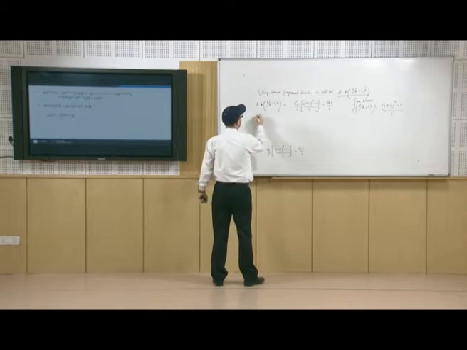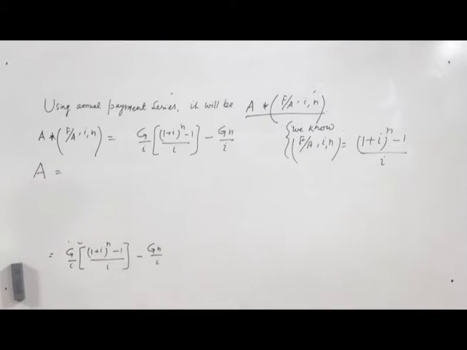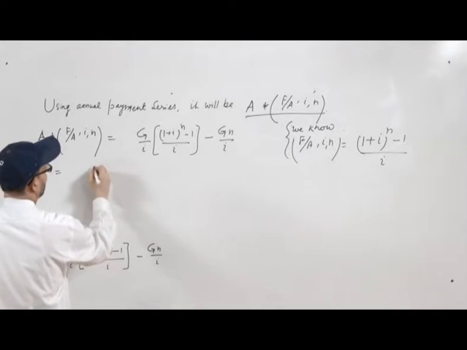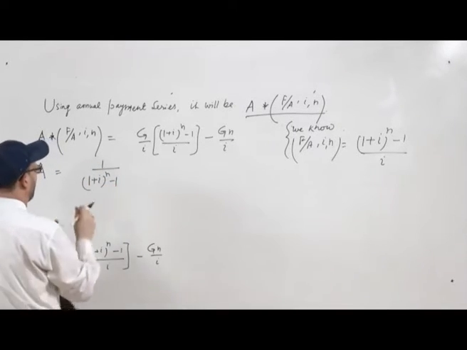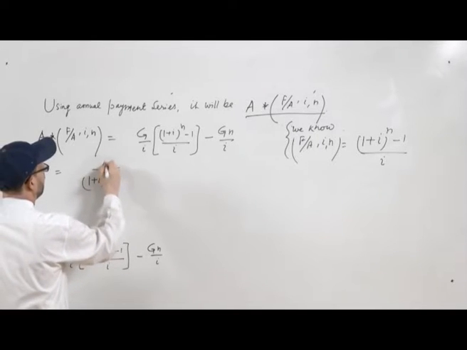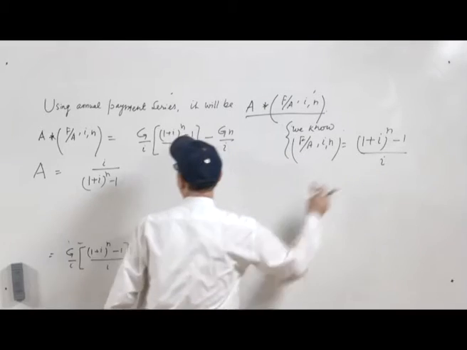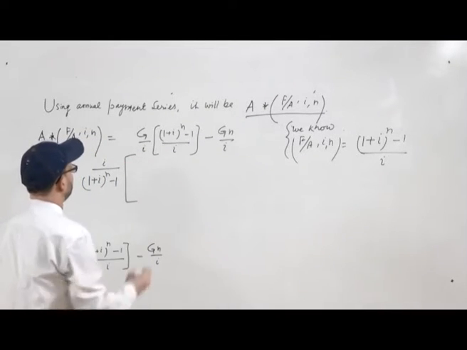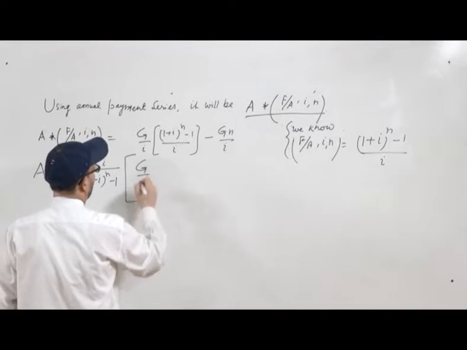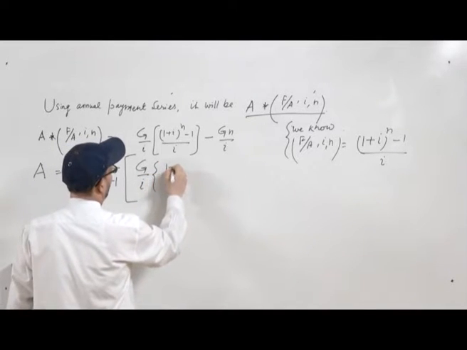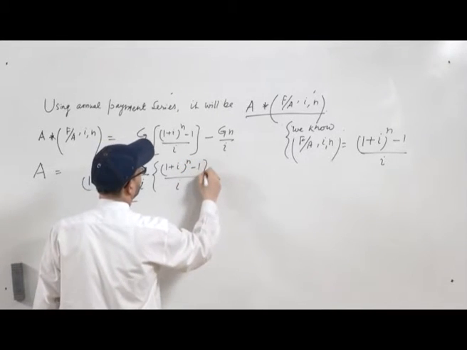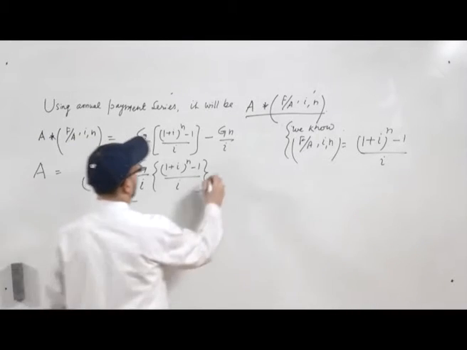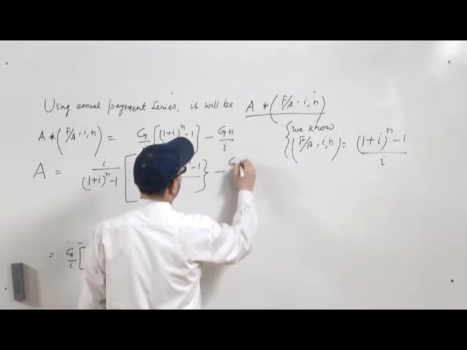In that case, A will be equal to 1 by ((1 plus I) to the n minus 1), in place of this 1 we will have I, the reciprocal of this term, multiplied by g by I into ((1 plus I) to the n minus 1) by I, minus g n by I.